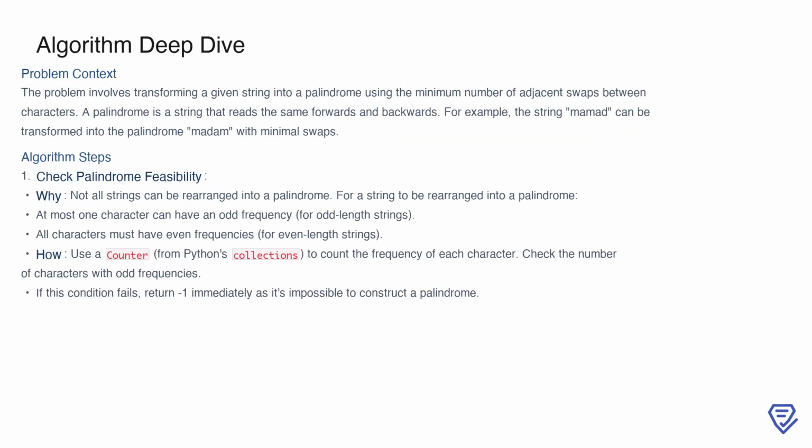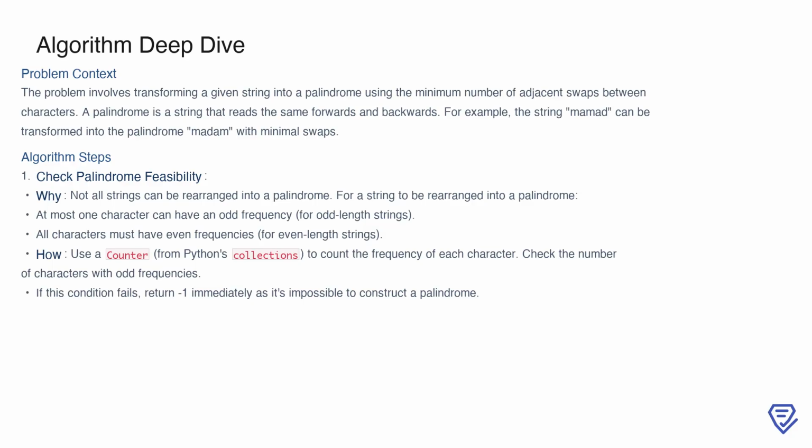This problem challenges us to transform a given string into a palindrome with the minimum number of adjacent swaps between its characters. Recall that a palindrome is a string that reads the same forwards and backwards. For instance, the string Mammoth can be rearranged into Madam with only a few swaps. However, not all strings can be rearranged into palindromes, so the first step is to check if the transformation is even possible. To do this, we examine the frequency of each character in the string.